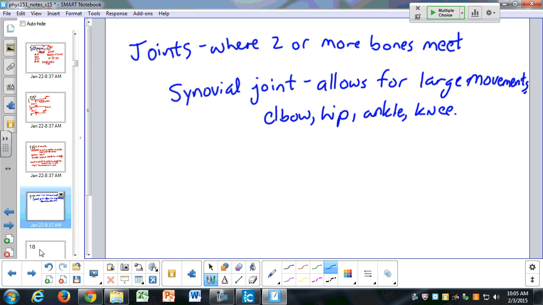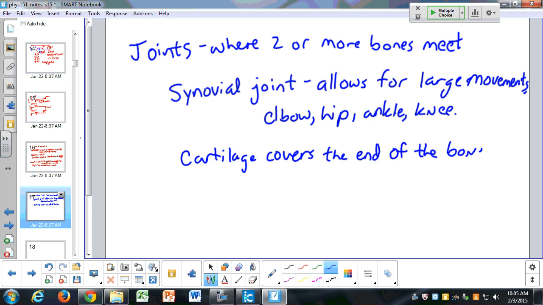Cartilage covers the end of the bones. And there's a cavity with synovial fluid for lubrication.